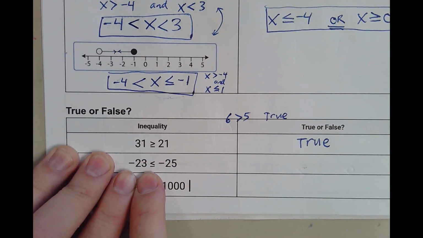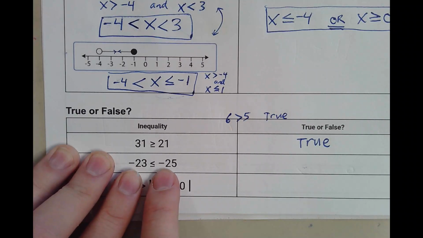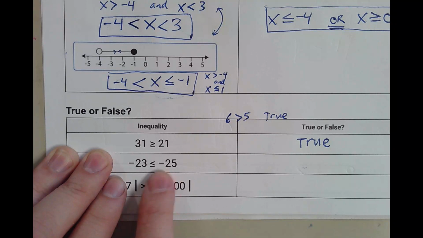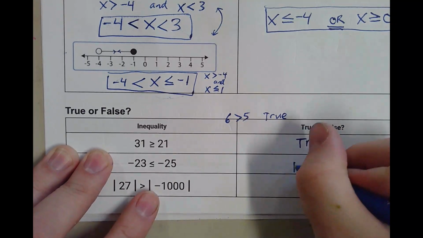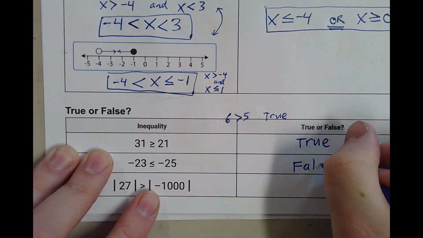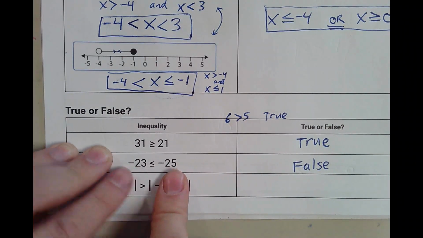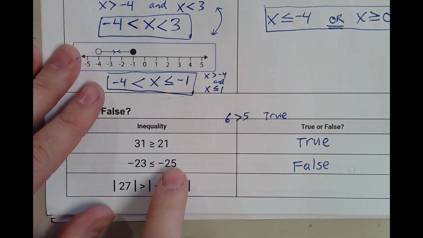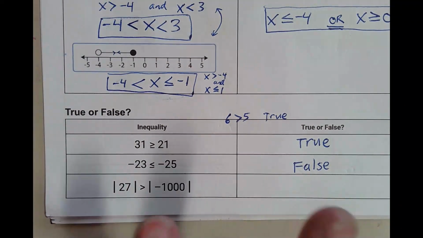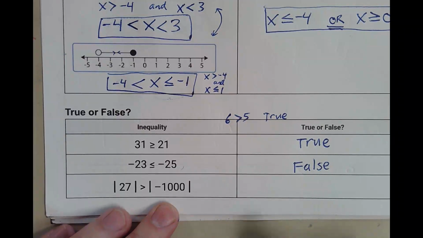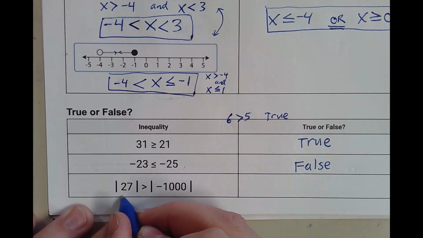Negative 23 is less than or equal to negative 25. Negative 23 is not less than negative 25, because negative 25 is bigger. Wait, negative 25 is technically smaller. It's deeper into the negative numbers. Okay, next one, we're just going to evaluate these.